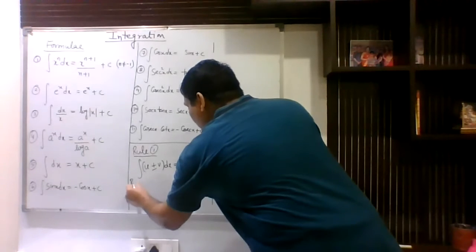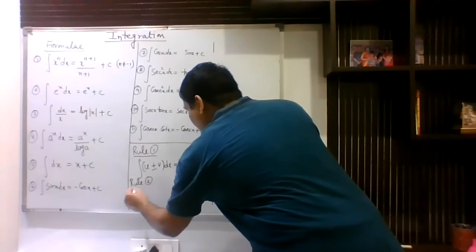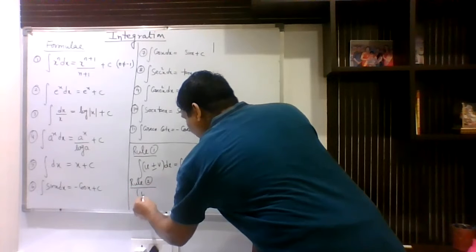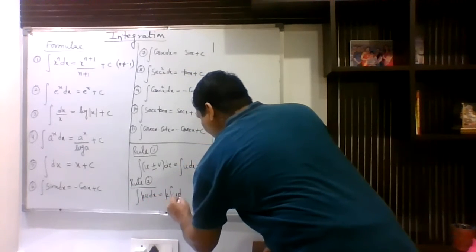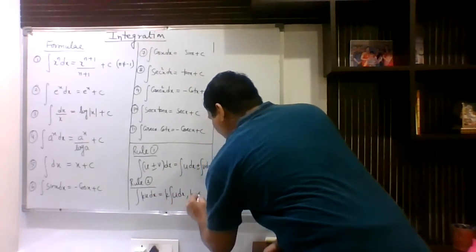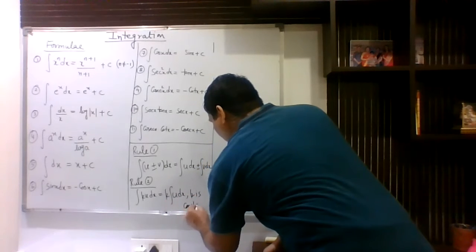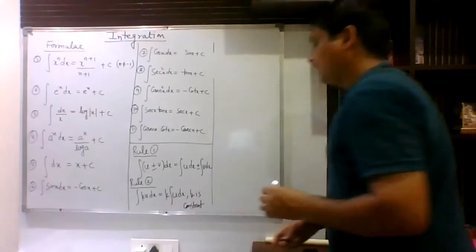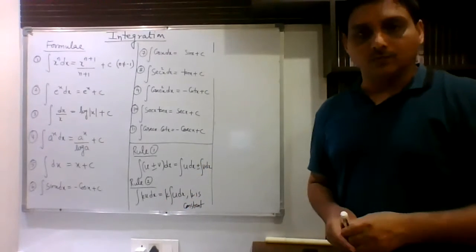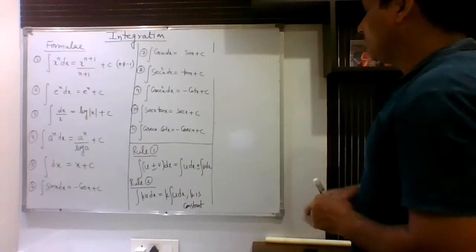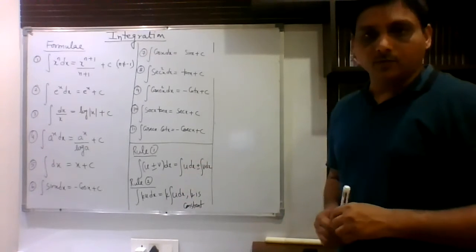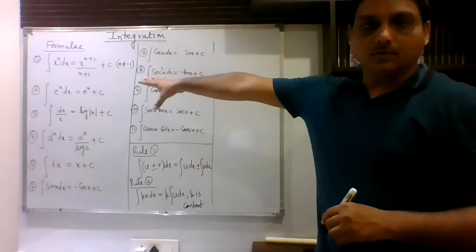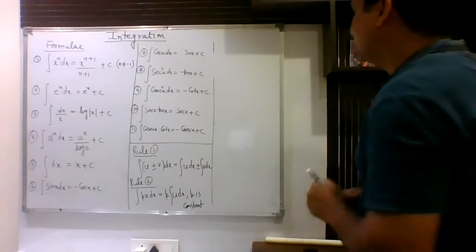Rule number two says that whenever we have k times u, where k is a constant quantity, then k can be taken outside, and then we can integrate the function u. Okay, so let me give you some examples based on rule number 1 and 2, and correspondingly we will use all the formulas which we had written.